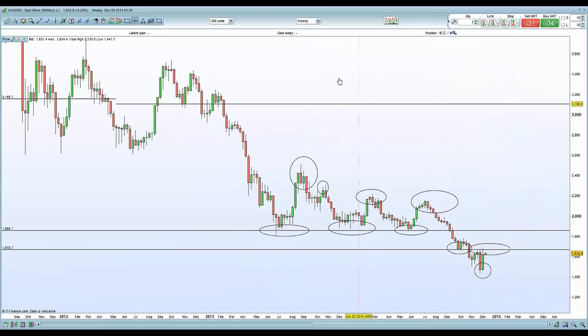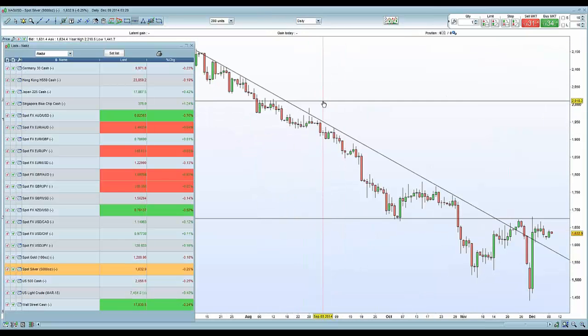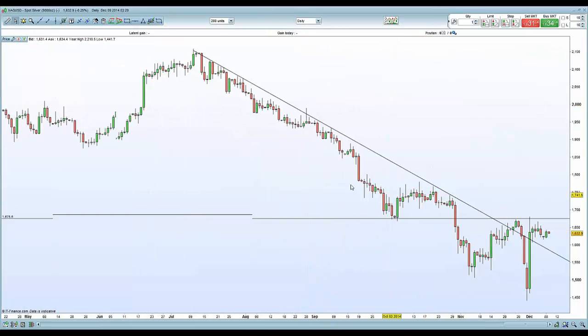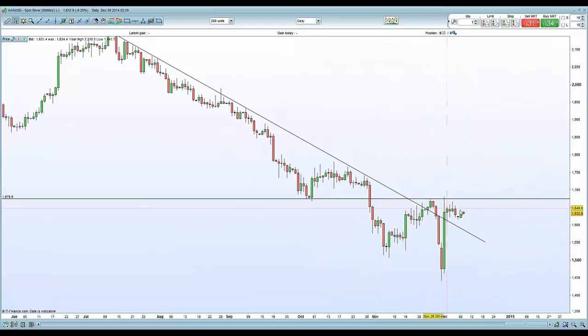I'm still bearish on longer term charts, but again, my daily chart is giving me a slightly different story. So for silver, I'm looking anywhere between 1650 to 1670. If I see more bears coming in here, then my long-term bias to the downside might still be consistent.